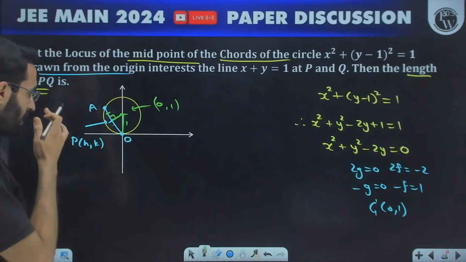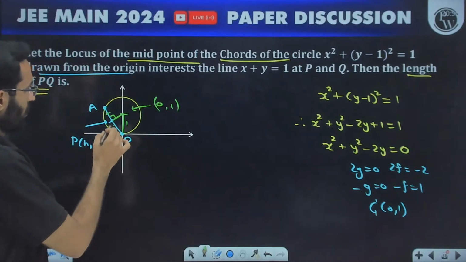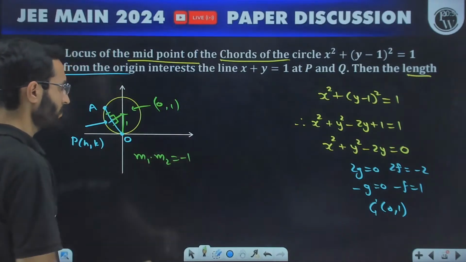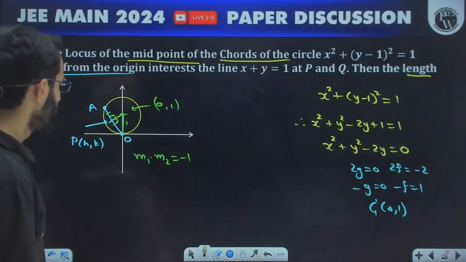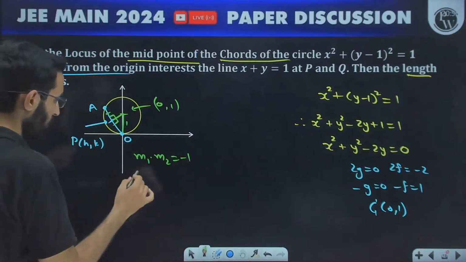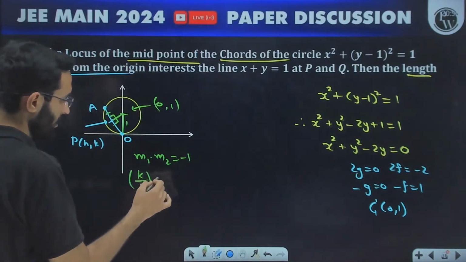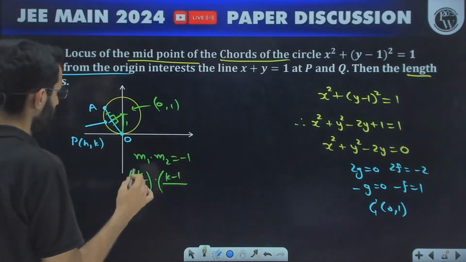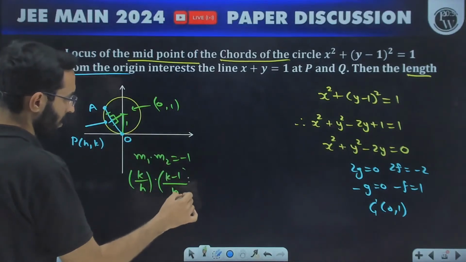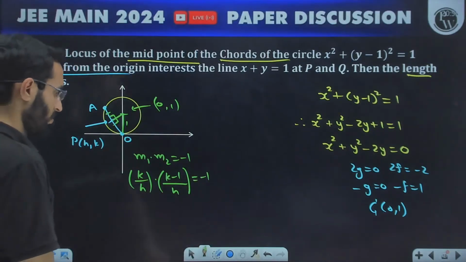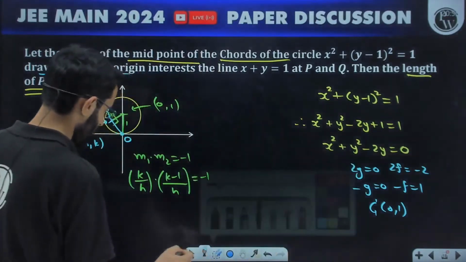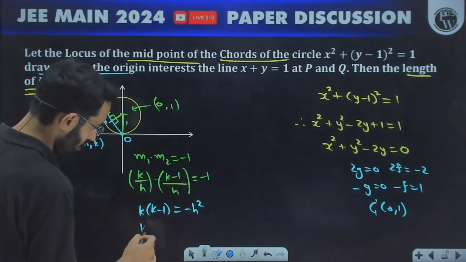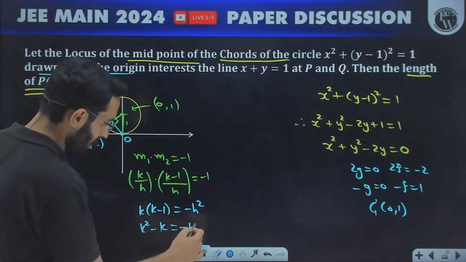For that, we know that these are two slopes, and the product of these two slopes will be minus 1, because both lines are perpendicular. So m1 will be (k minus 0) upon (h minus 0), that will be k by h. m2 will be (k minus 1) upon (h minus 0). This is going to give you k times (k minus 1) equal to minus h. So k square minus k equals minus h.